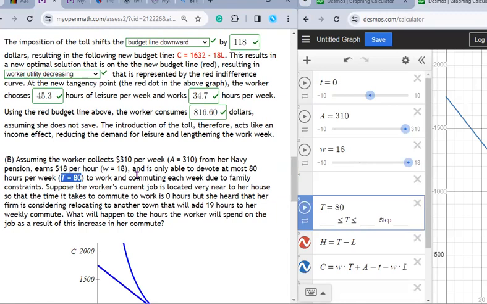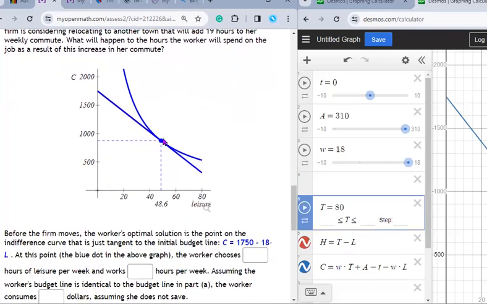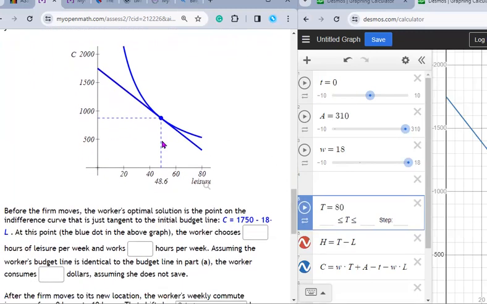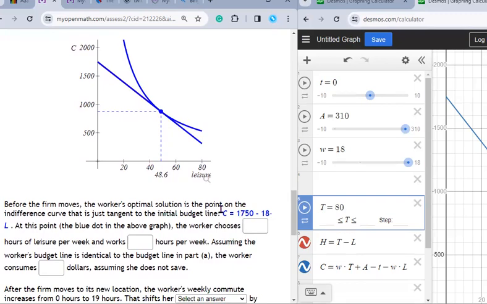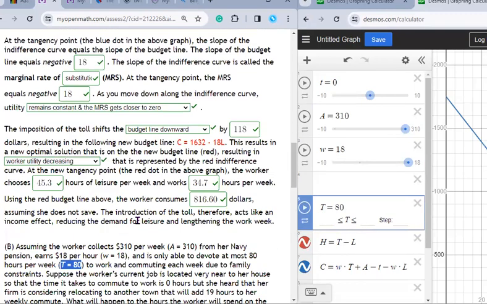Okay, so presently her commute is zero, but the relocation of the factory to another town will add 19 hours to her weekly commute. What will happen to the hours the worker will spend on the job as a result of this increase in her commute? So the initial condition is still the same as it was, right? The consumption function is just like it was before, 1750 minus 18L.